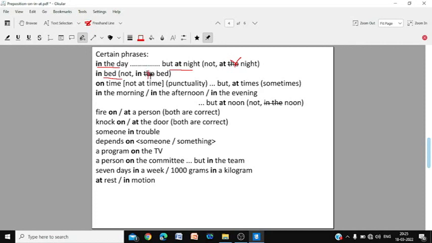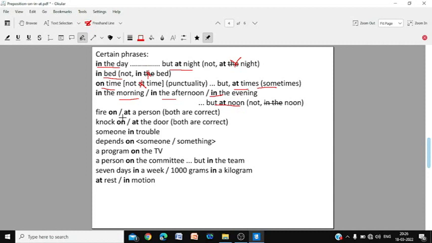He was in bed. On time, referring to punctuality, not at time. On time, please come on time, please don't be late. At times means sometimes. At times, these things happen. In the morning, in the afternoon, in the evening, but at noon. Not in the noon, but at noon.